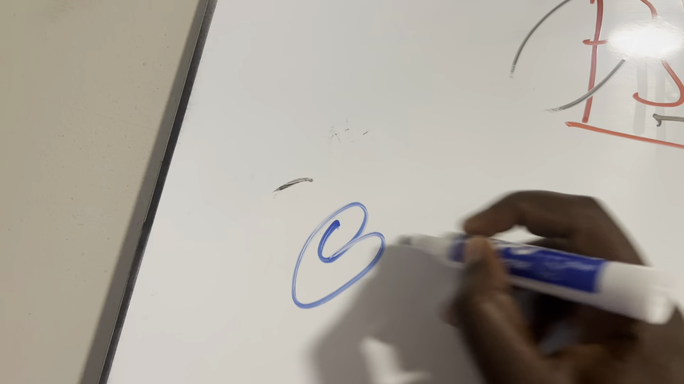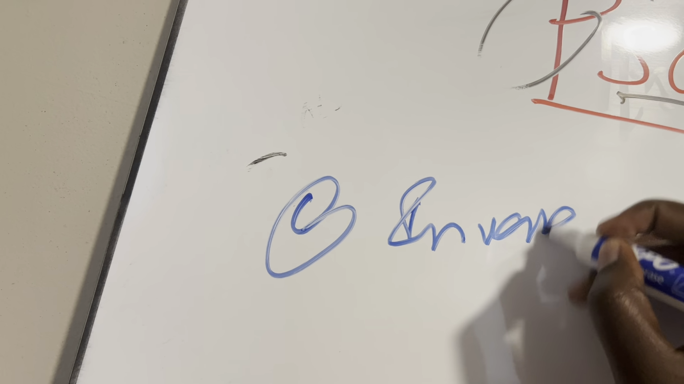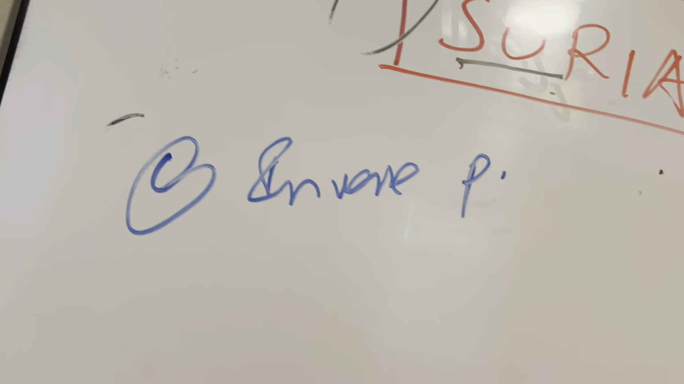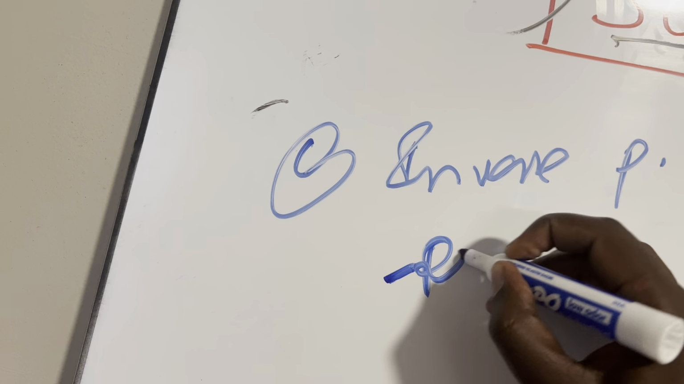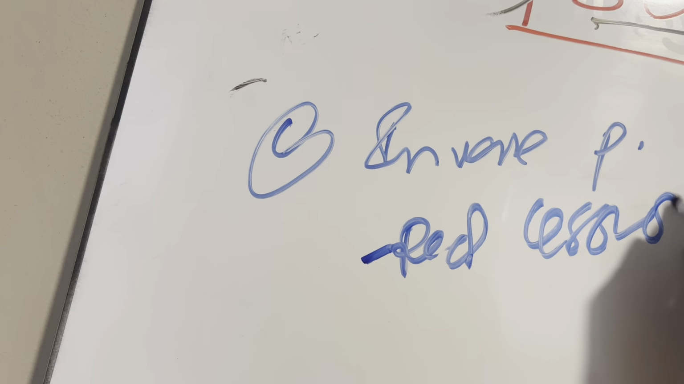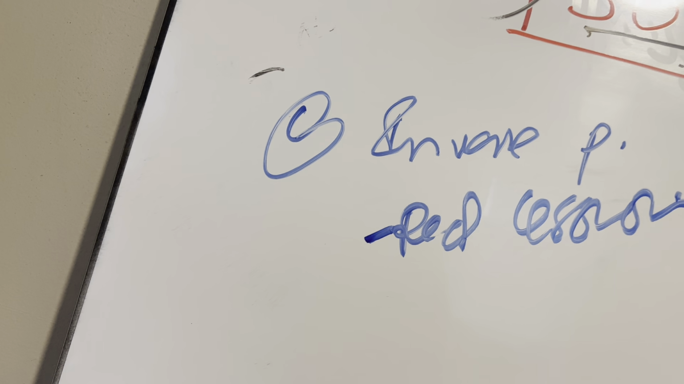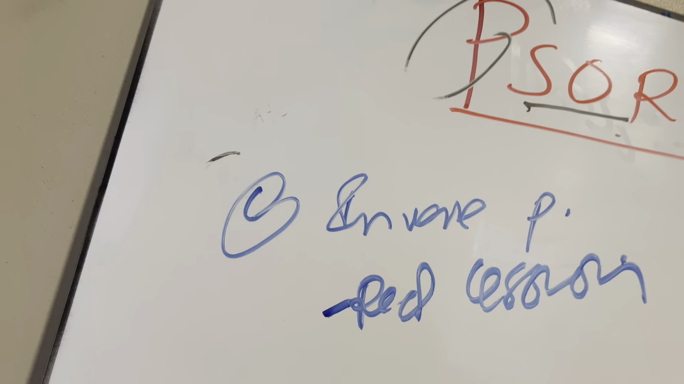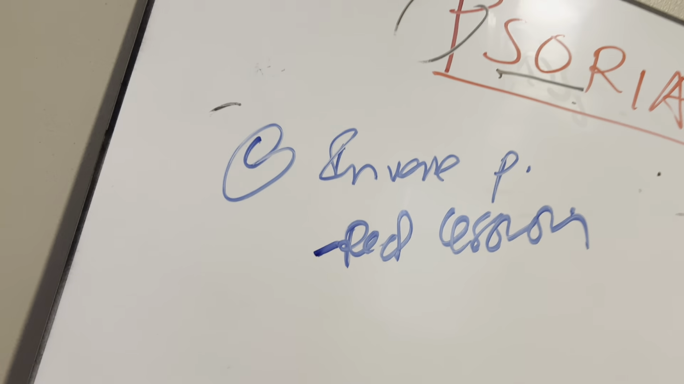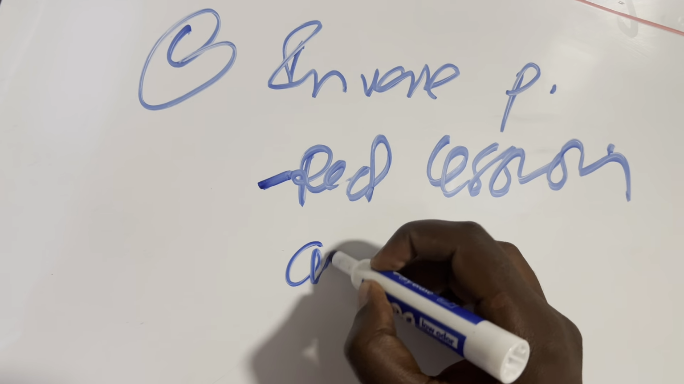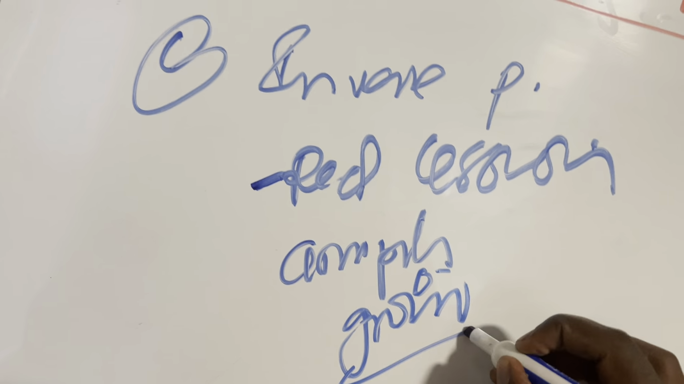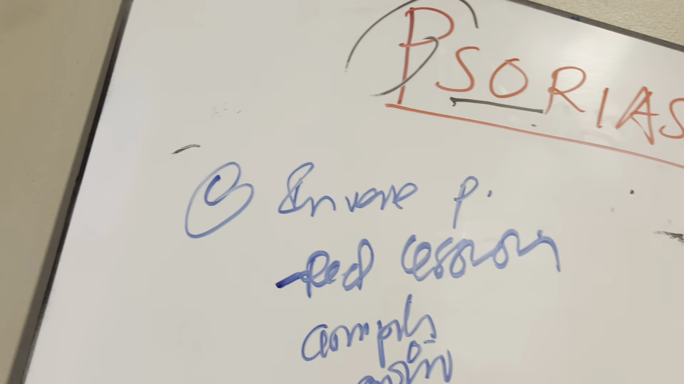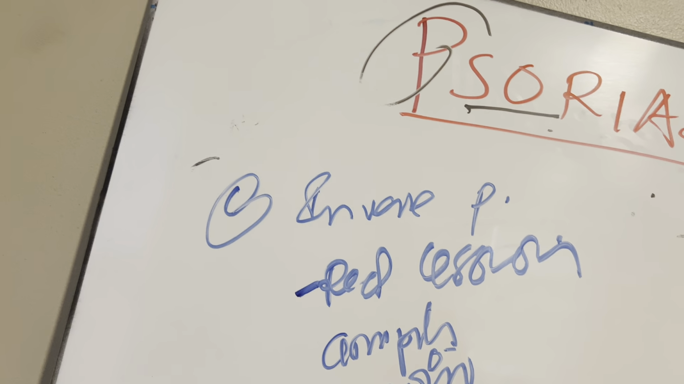And then the third type is called inverse psoriasis. So how does inverse psoriasis present? Red lesions, very important, in skin folds, e.g. armpit, groin. So usually it covers the armpits and then the groin. So what is a groin? The groin is basically the area of the body where the abdomen meets the thighs.